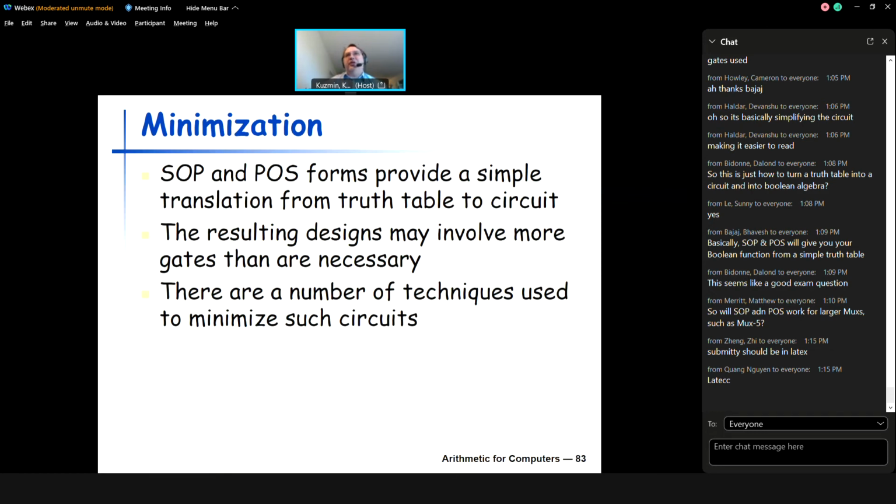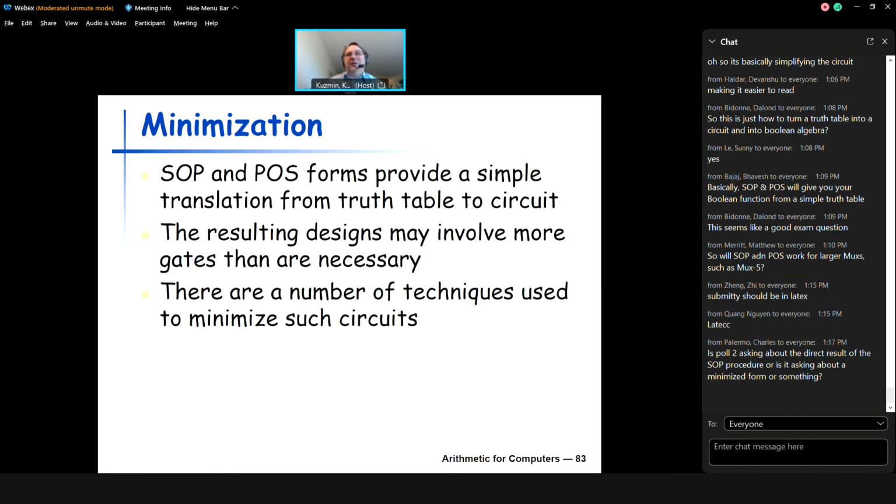So especially on the test, if you are asked to implement a certain Boolean function using gates, and you find yourself drawing like 30 gates, chances are you're doing something wrong. Chances are you need to minimize it, right? Because you would spend a lot of time drawing those gates, and maybe it will be correct, but the more gates, the easier it is to make a mistake.